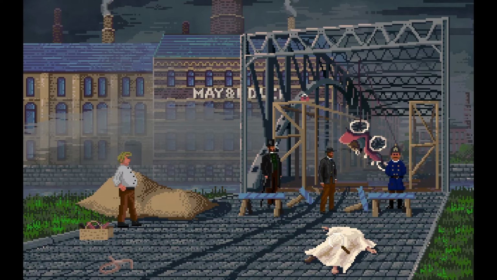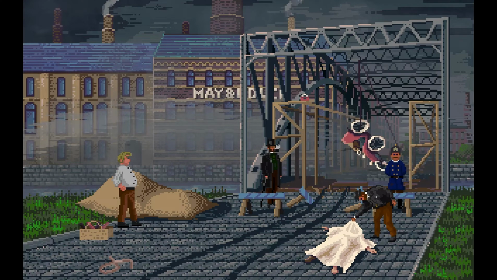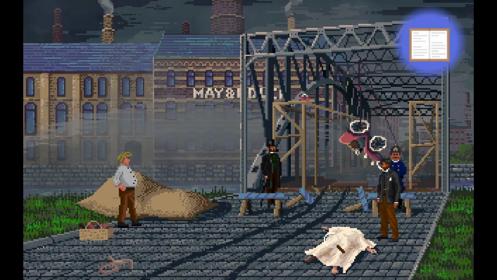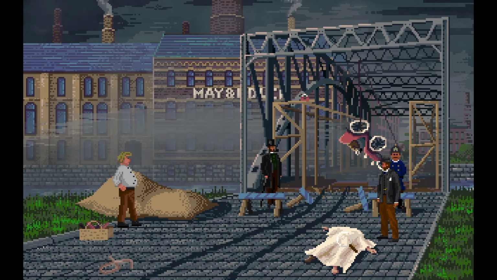God, okay. Let's have a little peek. Oh. The man seems to have drowned. He also has a pretty nasty head wound. It's pretty nasty. That's the diagnosis. That's what's going on the death certificate.